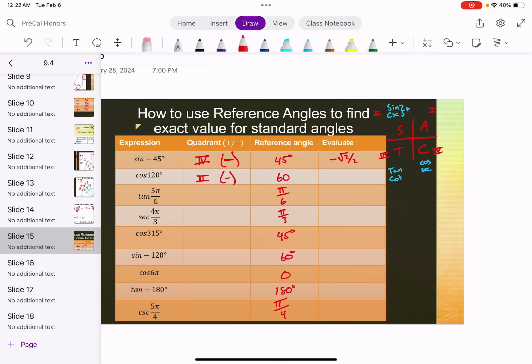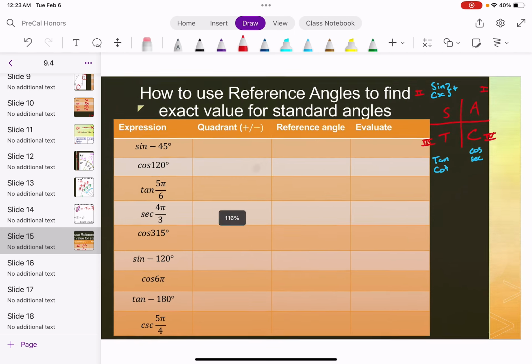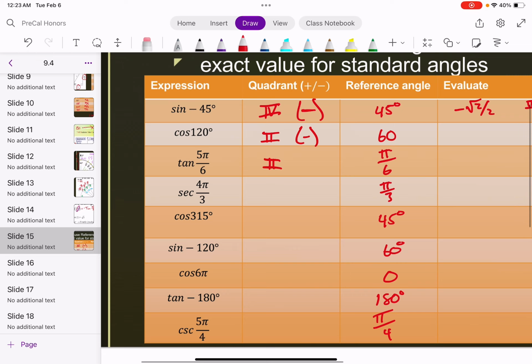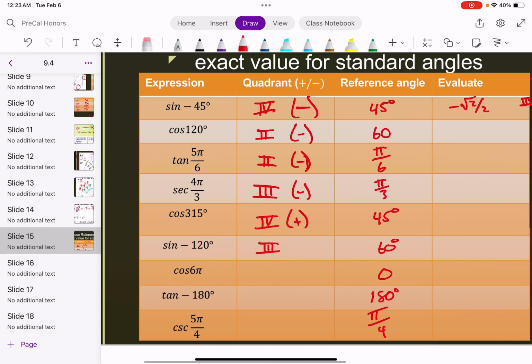Now, let's work our quadrants and our positive negatives. As we're working the left-hand side, tangent of 5 pi over 6. This would be our quadrant 2, which would be negative. Secant would be quadrant 3, negative. Cosine would be quadrant 4, positive. Quadrant 3, negative.